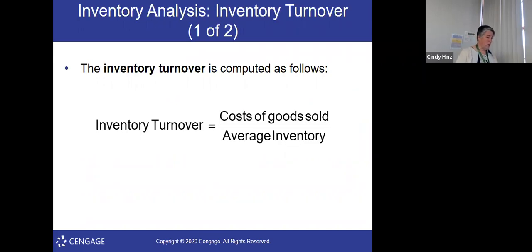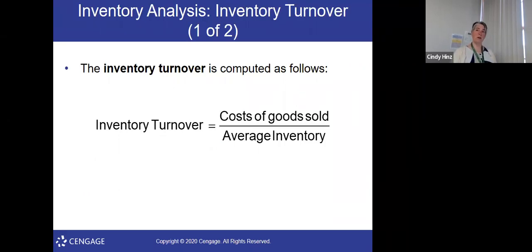You may want to make a note of this first calculation, the first formula for inventory turnover. Cost of goods sold, that comes from the income statement, of course, divided by average inventory. So we've talked about that. How do we calculate the average? Again, last class we talked about how do you find the average receivable.